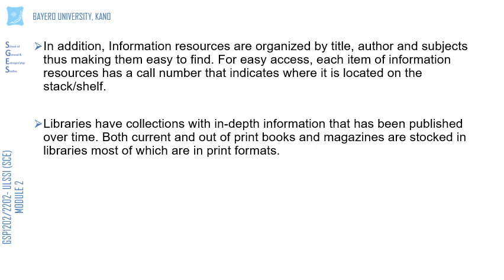It is a kind of identification number given to each individual collection in the library, so that when you come to the library with that, it is easy to get access to your information materials. So libraries have collections with in-depth information that has been published over time, both current and out-of-print books and magazines, which are stocked in the library, most of which are in print format. So the basic type of information sources you find in libraries are the print information materials.